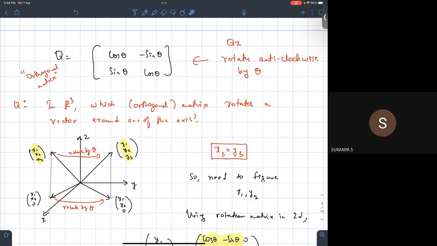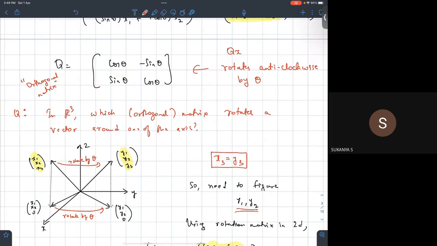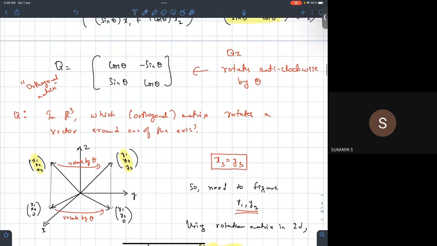Do you understand? So the point I'm trying to make is I just need to figure y1 and y2. So I can pretend as if there is no third coordinate and just do the rotation. Now if I'm given x1 and x2 and I have to rotate counterclockwise by theta, then I already know there is a matrix here. Now how do I extend this to a 3 cross 3 matrix for rotation?